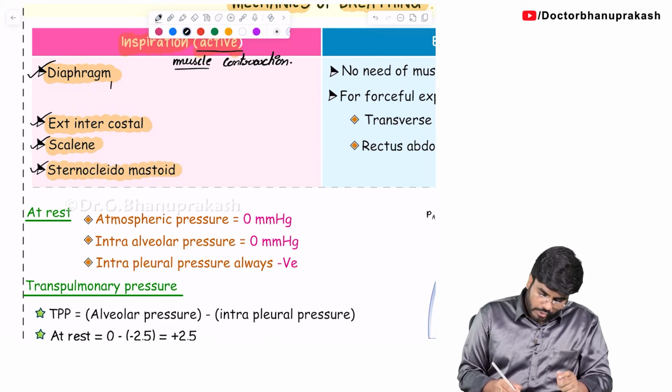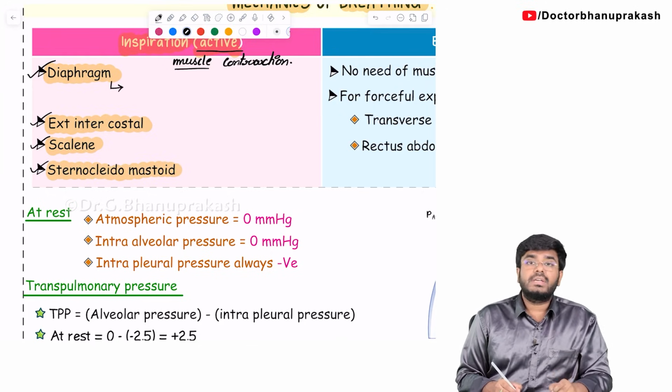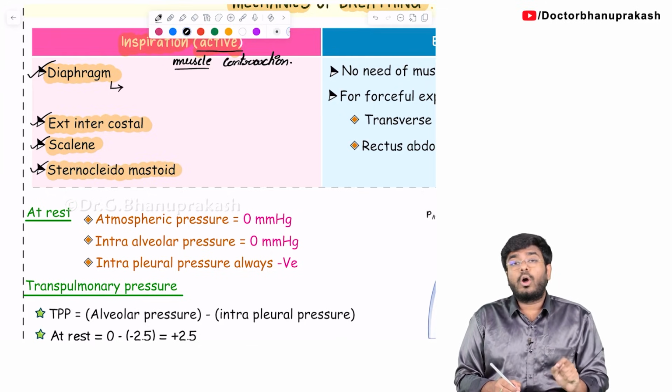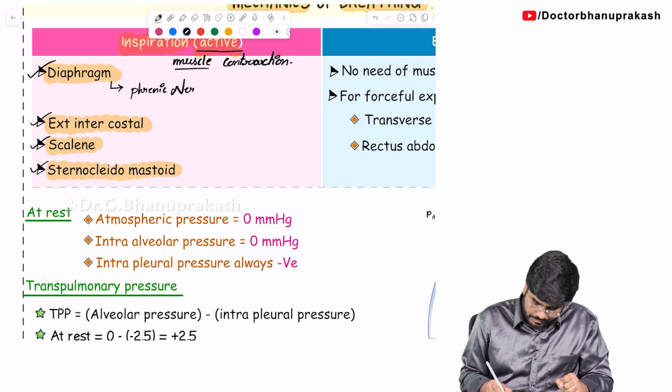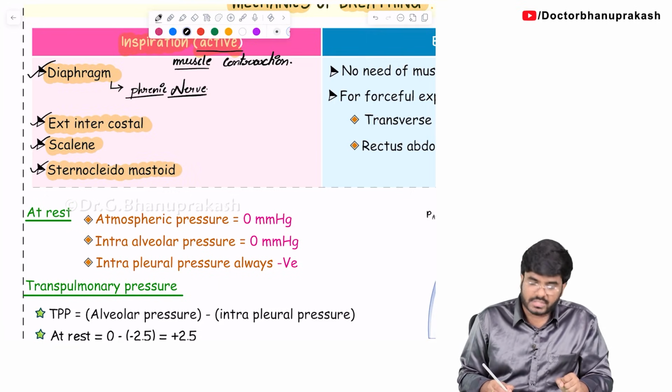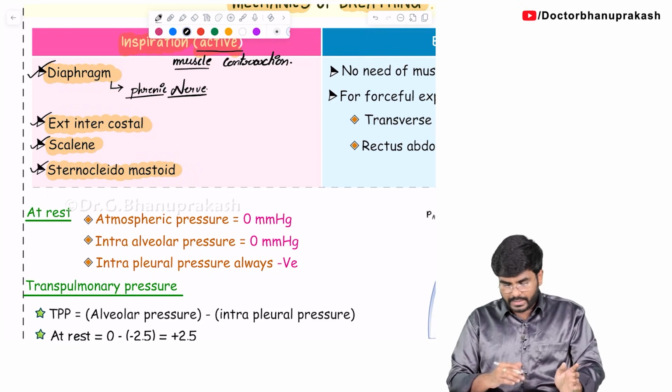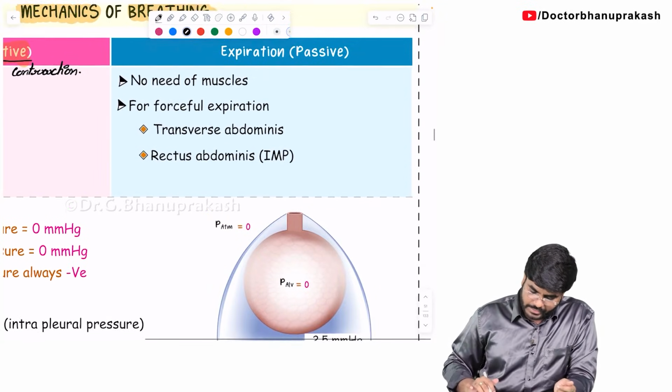Next, in order to contract the diaphragm, which nerve is required? Which nerve contracts the diaphragm? That's the phrenic nerve. The phrenic nerve supplies the diaphragm and causes the contraction of the diaphragm. Done.